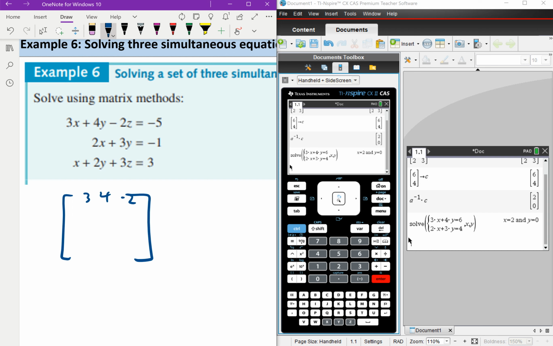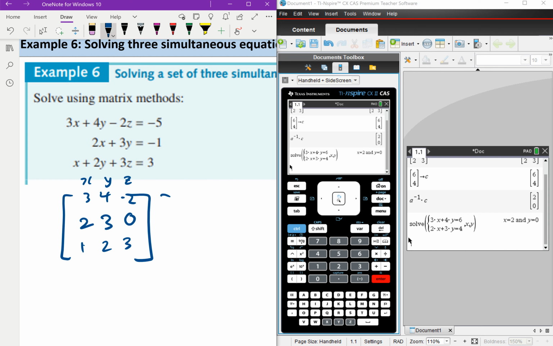What's in the next row? Be careful with this one. 7. Not 0. Because remember, X is in the first column, Y is in the second column, and Z's in the next one. So what should be here? 2, 3, and then 0. That's where 0 should be. Okay, so a common mistake is that students will put a 0 there. Look at the variables. So we've got X, Y, then Z. So that means it's 2, 3, 0. And then the last one is easier. It's 1, 2, and 3.